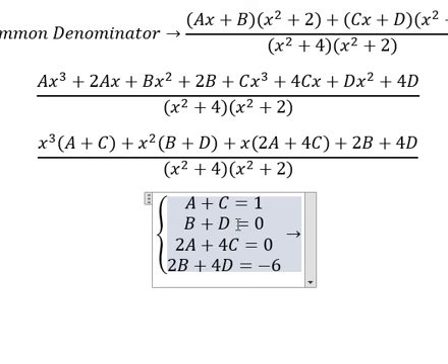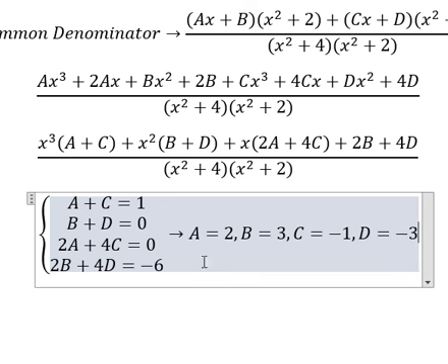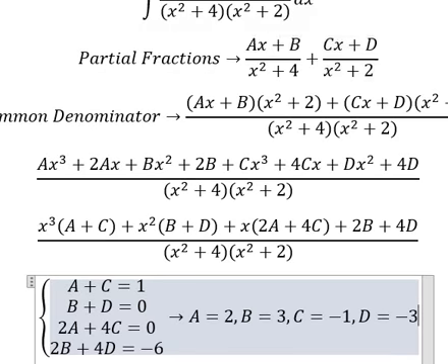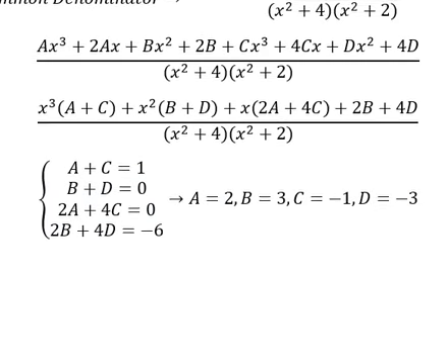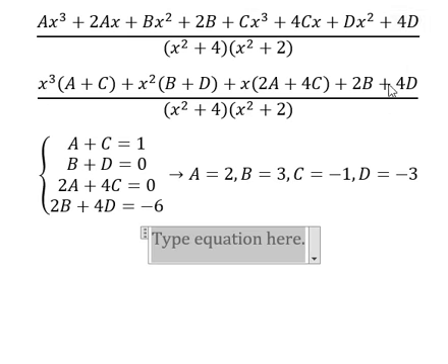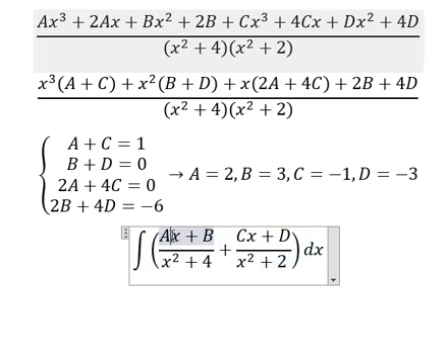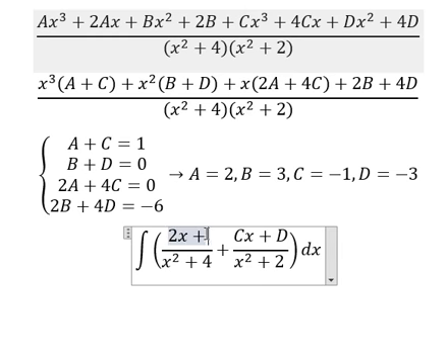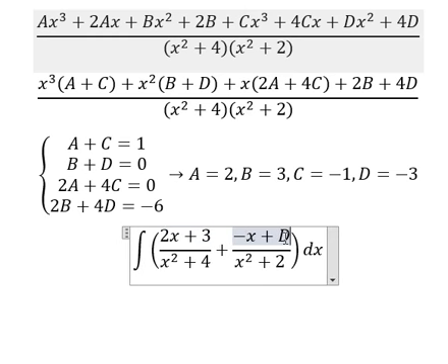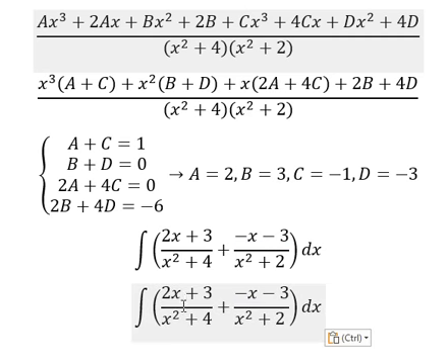And now we need to find the solutions of A, B, C, D. And here is the solutions of this one. Now we put A, B, C, D go in here. So A, that's about number 2. B, that's about number 3. C, that's about negative number 1. D, that's about negative number 3. And now we need to separate them in here.